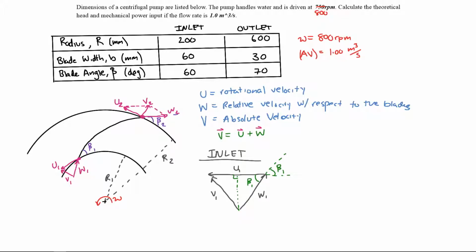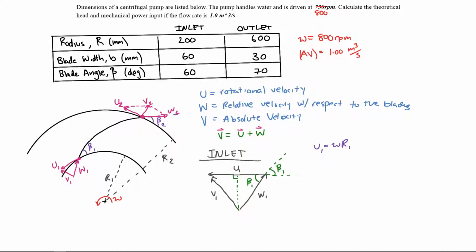So now we have to just define the velocities. The first thing you want to know is that U1, or the rotational velocity or the linear velocity of the pump, is already given because we're given the angular velocity of the pump. So we could write U1 as simply omega times R1.